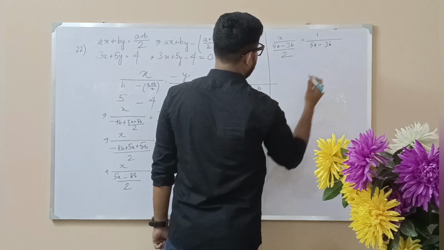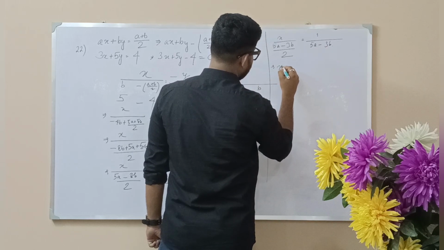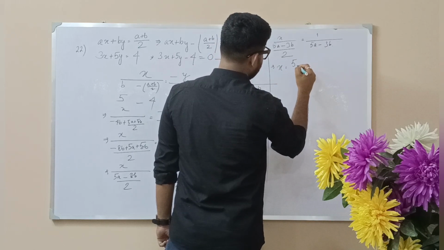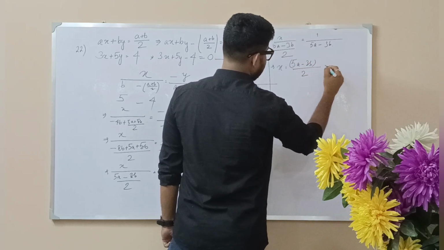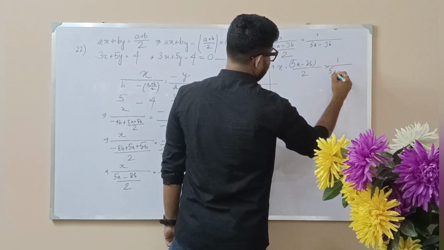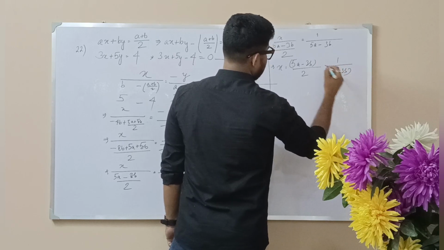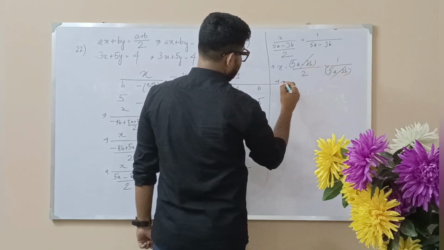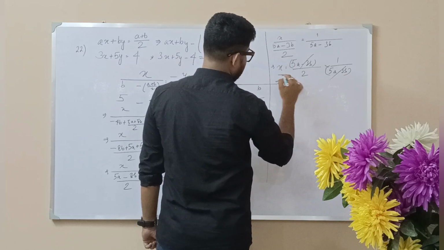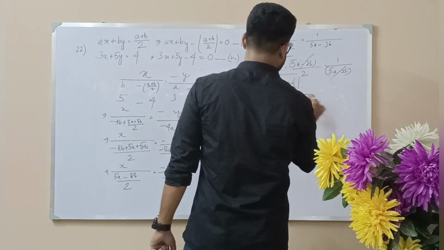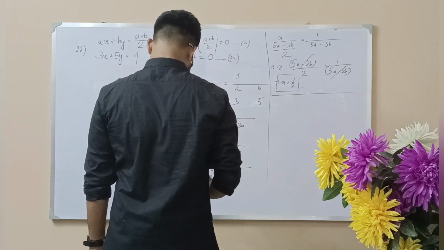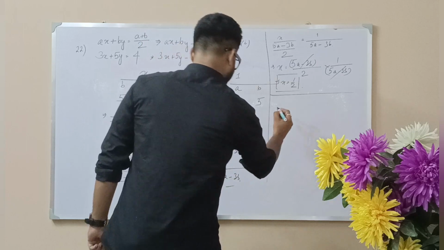Now we can write the value of x equals (5a minus 3b by 2) into 1 by (5a minus 3b). So the value of x will be half. Now I'll find the value of y. Then the sum will end here.